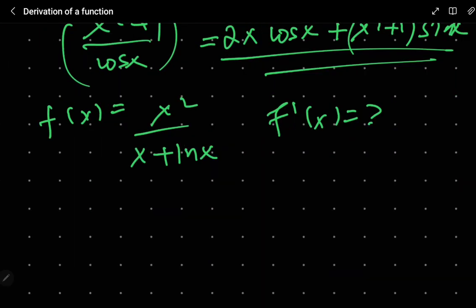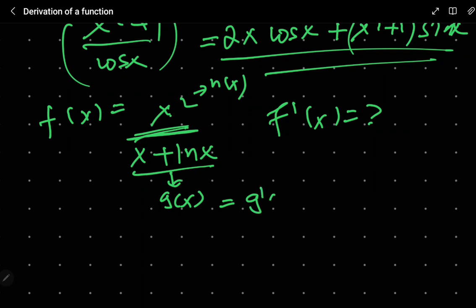A quotient function. Okay, you are given f of x is equal to x squared over x plus ln x. So this is again a quotient function. You can assume x squared as h of x, and x plus ln x as g of x. So what is the derivative of g of x? The derivative of x is 1, because the derivative of a linear function is a constant, plus the derivative of ln x, which is 1 over x.